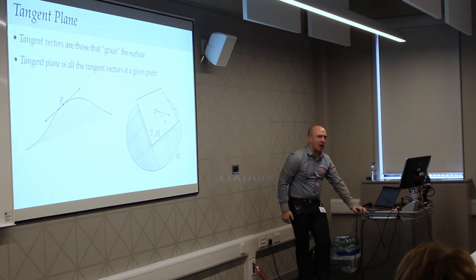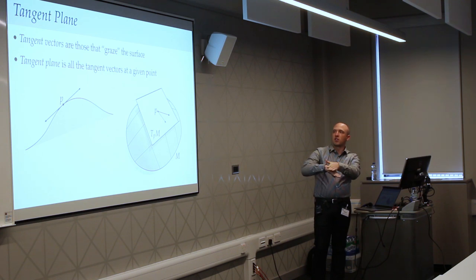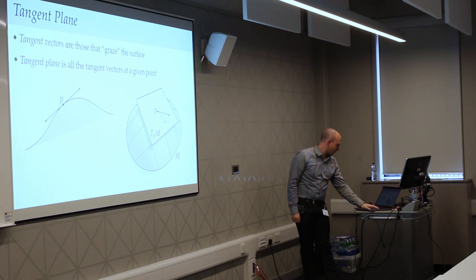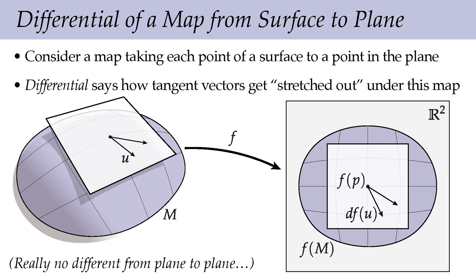Okay, so again, we have just a little bit of background. Hopefully you have some intuition for what a tangent plane is. If I'm at a point on a surface, I can find some plane that sits tangent, right? Doesn't intersect the surface. And tangent vectors are all those vectors that are in that tangent plane. And just like we talked about the differential of a map from the plane to itself, we can talk about the differential map from a surface to a plane. Sure, why not? Hopefully you got the geometric intuition behind the differential, because I'm not going to give a formula here. But it's the same idea.